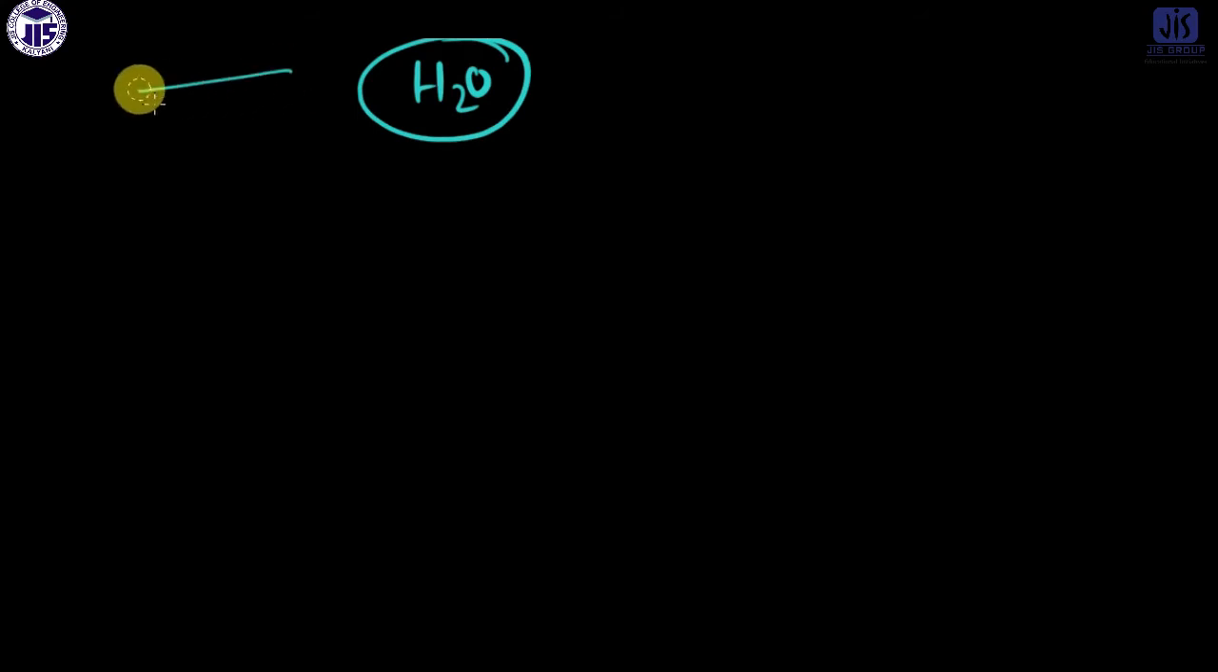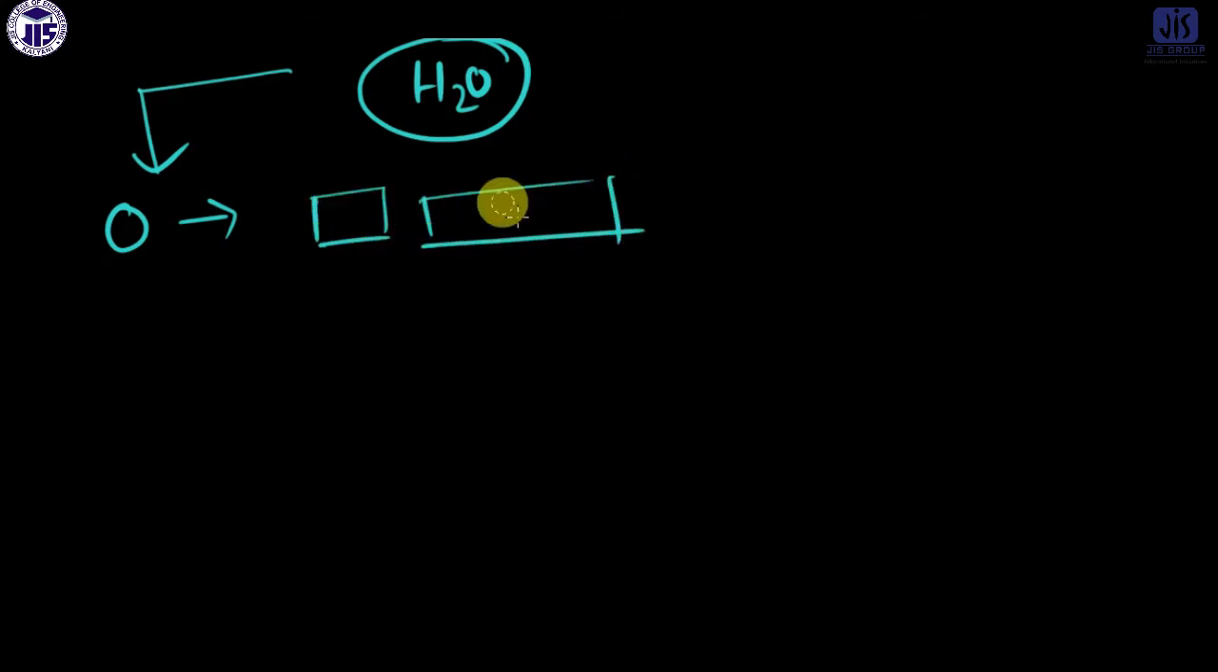Now come to another type of example. Why is it another type of example? Like H2O. If you take the example of H2O, then in case of oxygen, you know what is the electronic configuration of oxygen. So here the electronic configuration of oxygen is that it is 1 2 3 4 5 and 6.